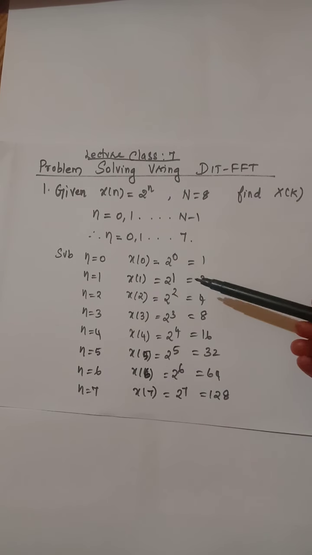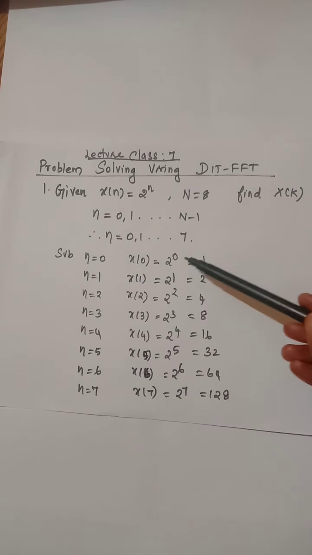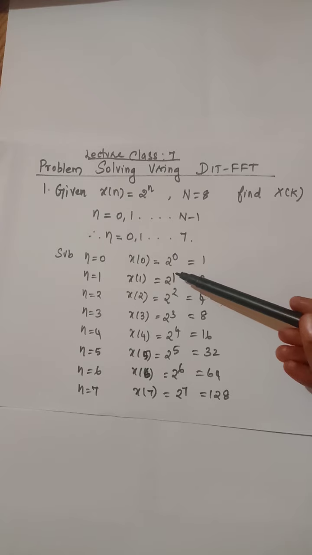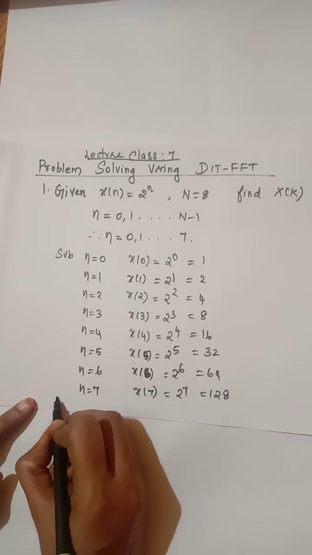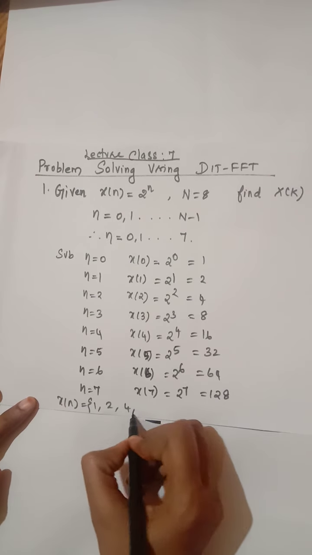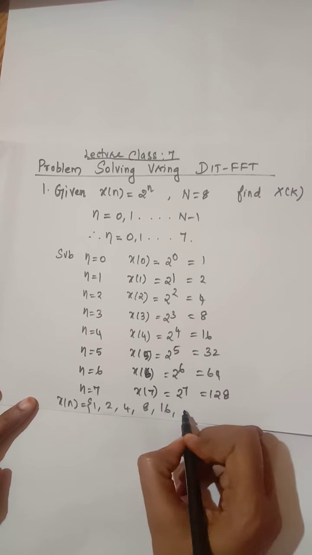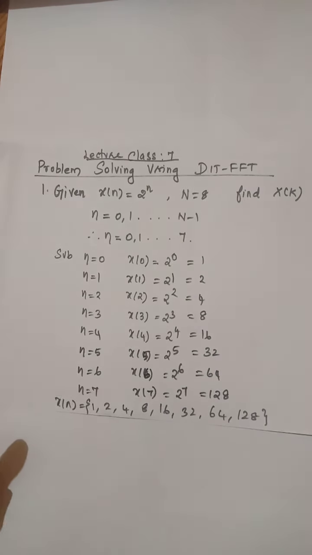By substituting different values of n, I have got these sequences. That is, n equal to 0 gives 2 power 0, which is 1. Similarly, substituting different values of n, I got these values. So finally you have to consider x of n as 1, 2, 4, 8, 16, 32, 64 and 128. Now using this sequence you are going to find out the DFT using the DIT FFT algorithm.